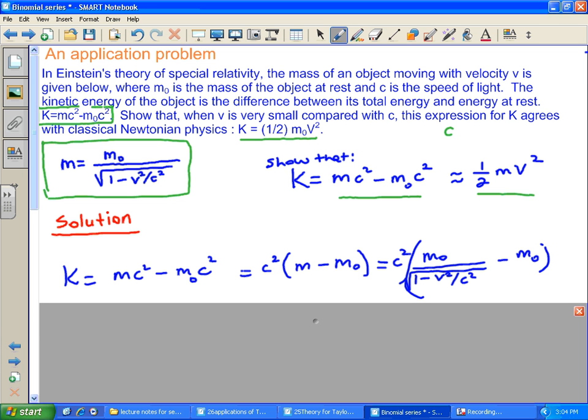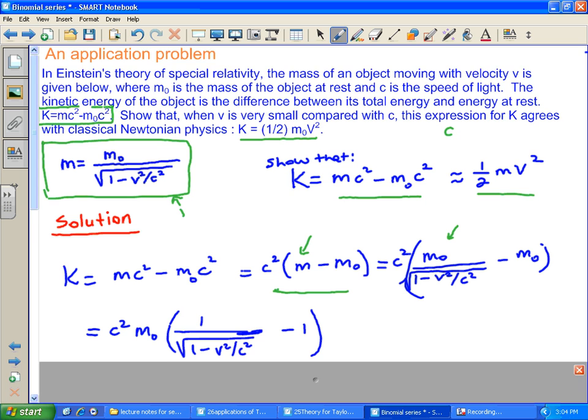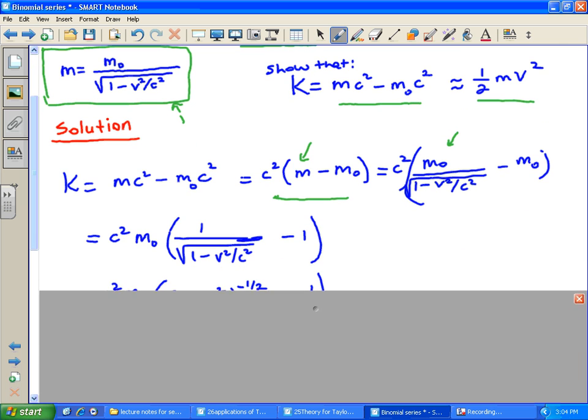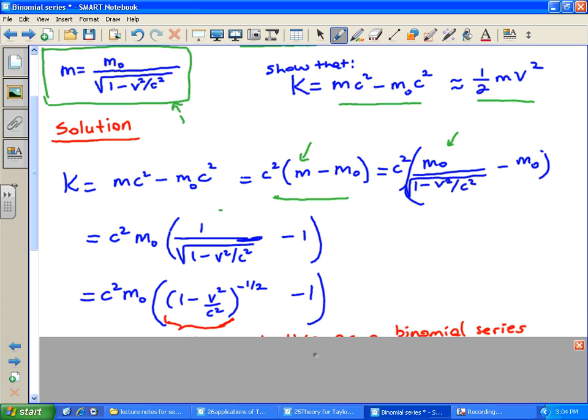So I factored out the c squared in the next step. And then here I'm plugging in what m was in terms of what it was given to me earlier up there. So m has been plugged in this equation. I will also factor out m sub 0 in the next step, as you can see, which I have done here. And then I'm going to rewrite everything as a power, because I want to use the binomial series. So the 1 over square root of that quantity can be written as that quantity to the negative 1/2 power.